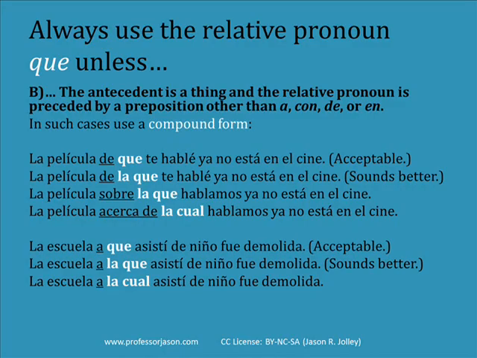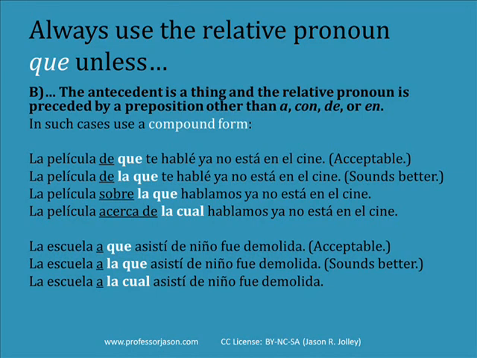Keep in mind again what I talked about in the initial video, that if you have these compound prepositions like acerca de, the el cual or la cual type of form tends to sound a little bit better and be used more frequently. So again, on the second group here, la escuela a que asistí de niño fue demolida, right? I can just use que because this antecedent is being followed by, in other words, our relative clause is being introduced by a one-syllable preposition. Or I could use a compound form even with that preposition.